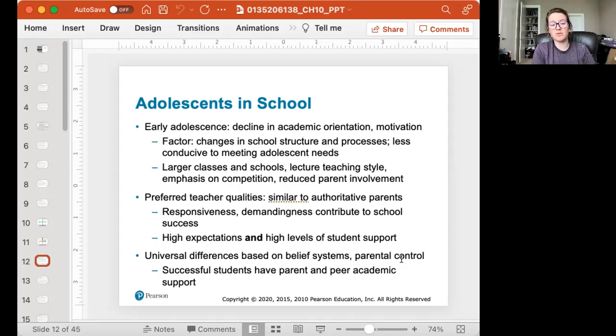But kids appreciate structure. They won't ever say that, like I said, but they appreciate structure because it gives them expectations. They know what they're getting from it. And it gives them bounds within which to function effectively, instead of trying to figure it out and being all over the place, right? Being given that structure helps them be more successful. And high expectations and high levels of student support are useful. Universal differences are based on belief systems and parental control. Successful students have parent and peer academic support.